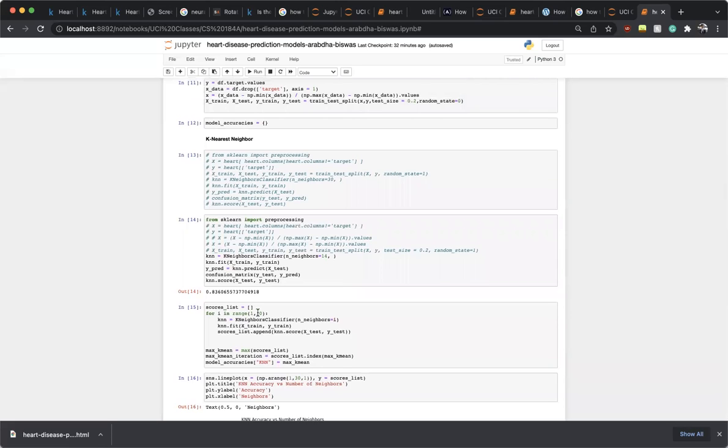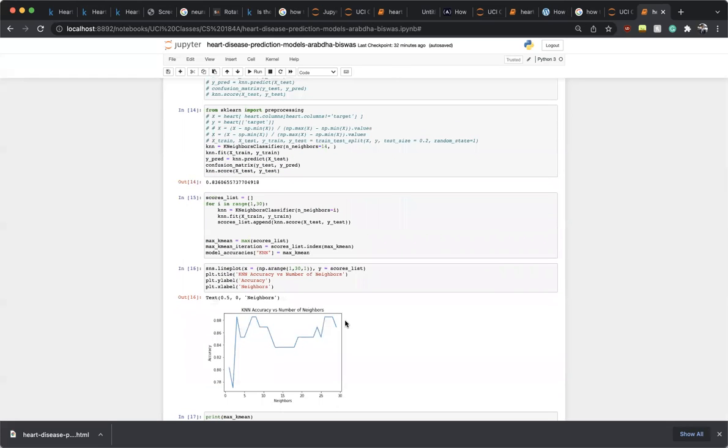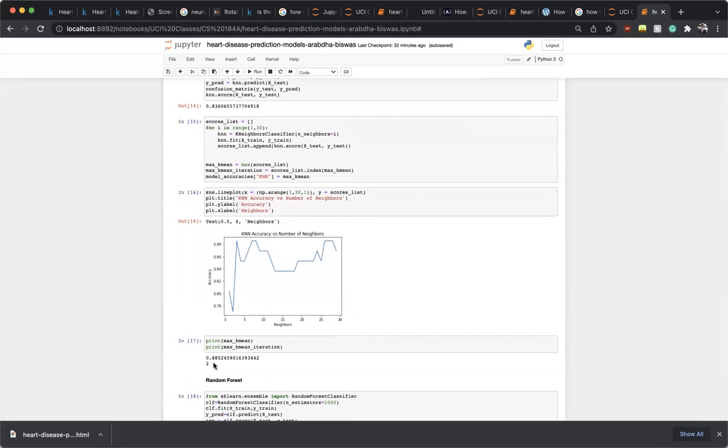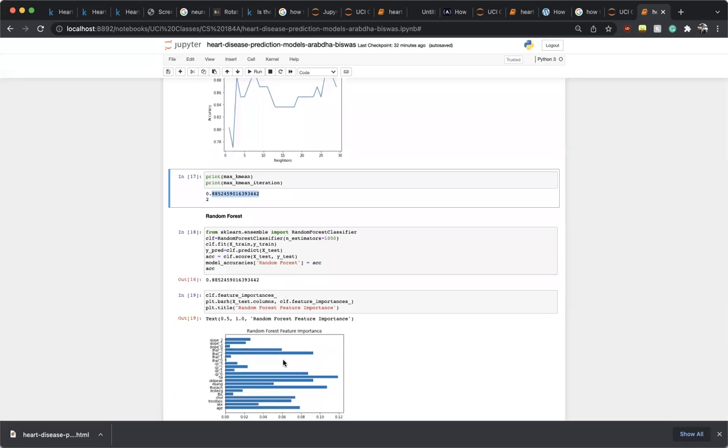And then what I do here is I try to optimize the number of neighbors to see what that ideal number is and what the ideal accuracy is. After doing that, we'll see that we reach that ideal accuracy a couple of times, and the lowest number of neighbors we can use to reach that almost 89% accuracy is 2.